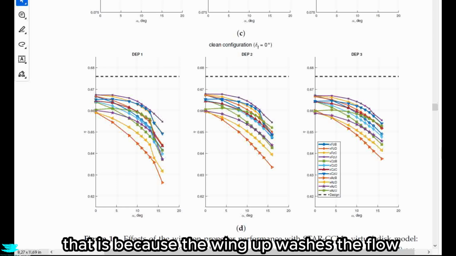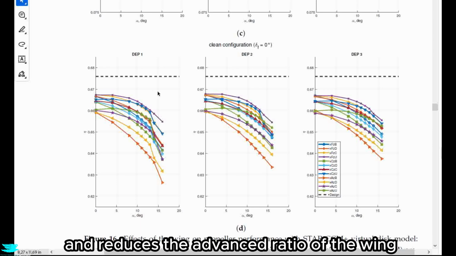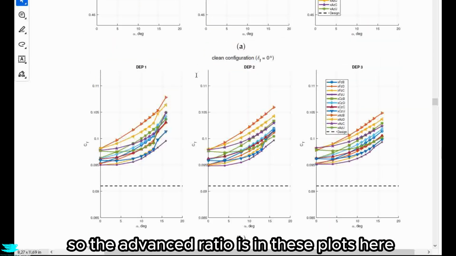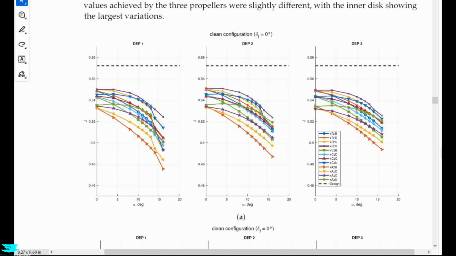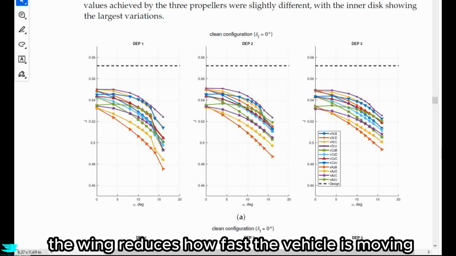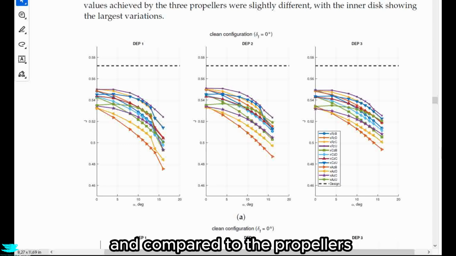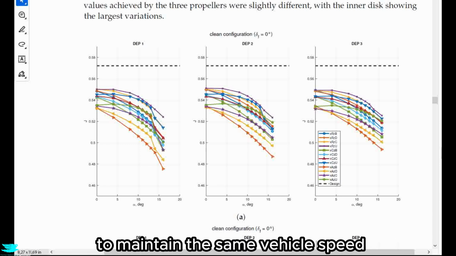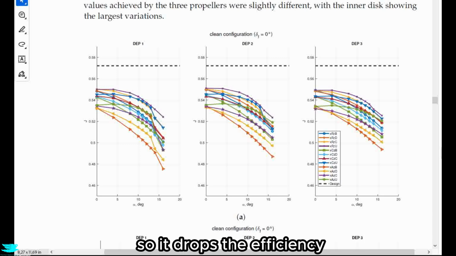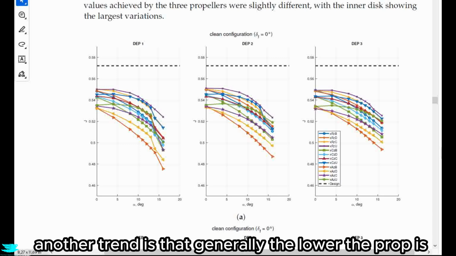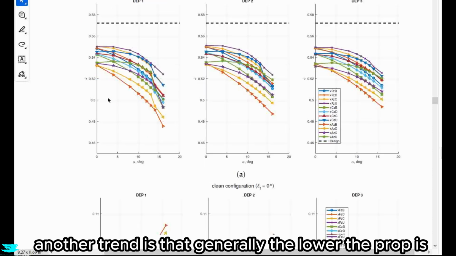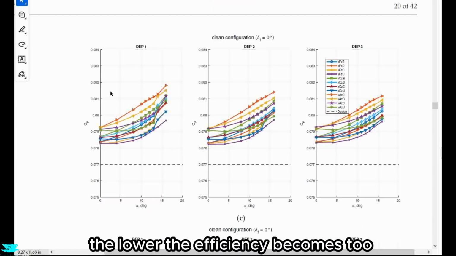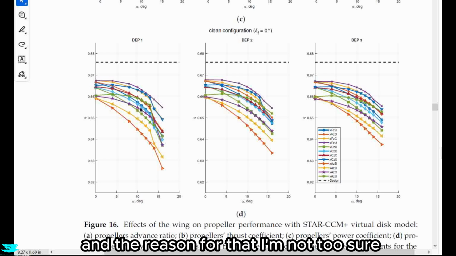And the authors say that that is because the wing upwashes the flow and reduces the advance ratio of the wing. So the advance ratio is in these plots here. So in other words, the wing reduces how fast the vehicle is moving compared to the propellers, and the propellers have to spin faster to maintain the same vehicle speed. So that drops the efficiency. Another trend is that generally, the lower the prop is, the lower the efficiency becomes too. And the reason for that, I'm not too sure.